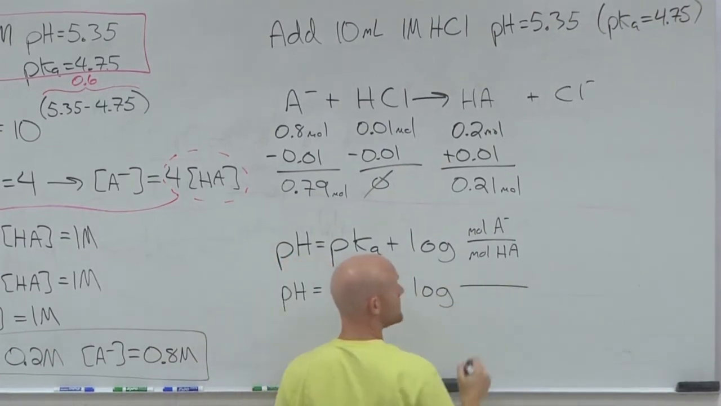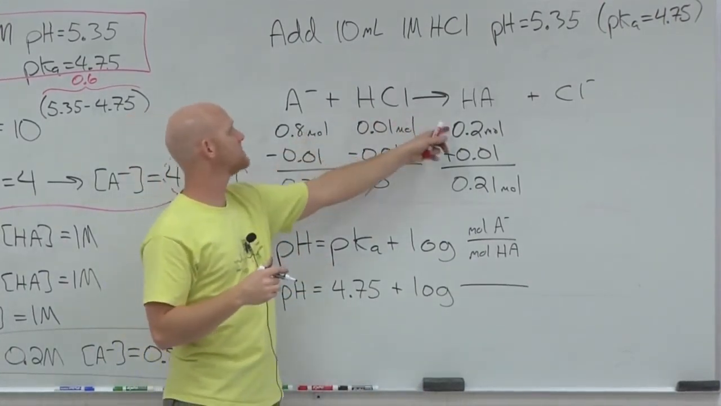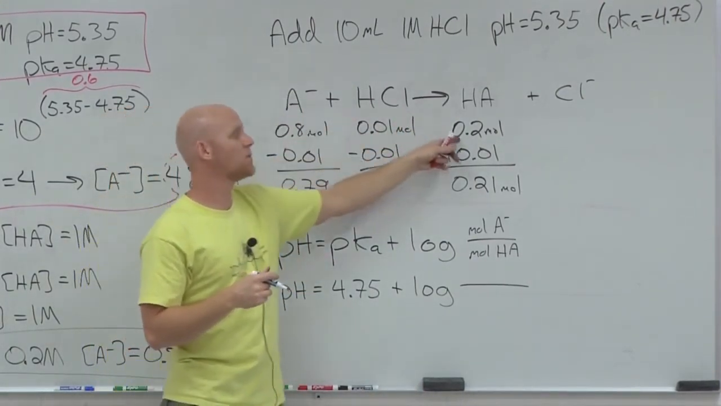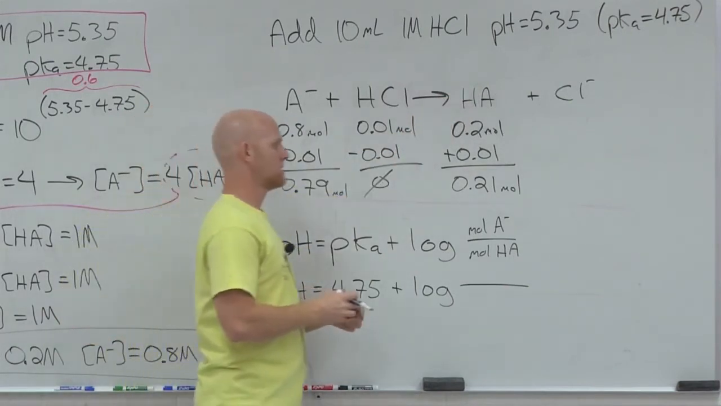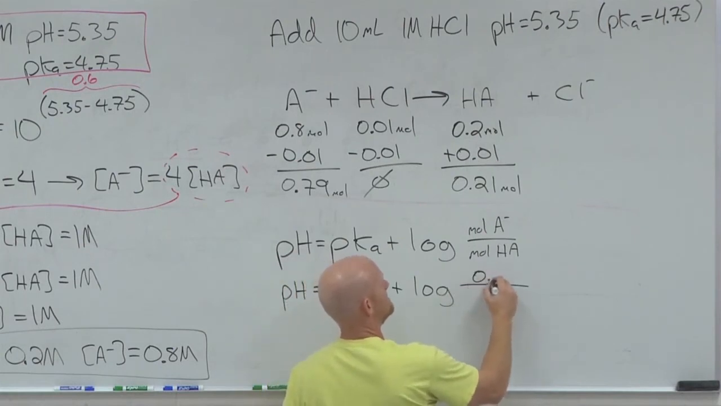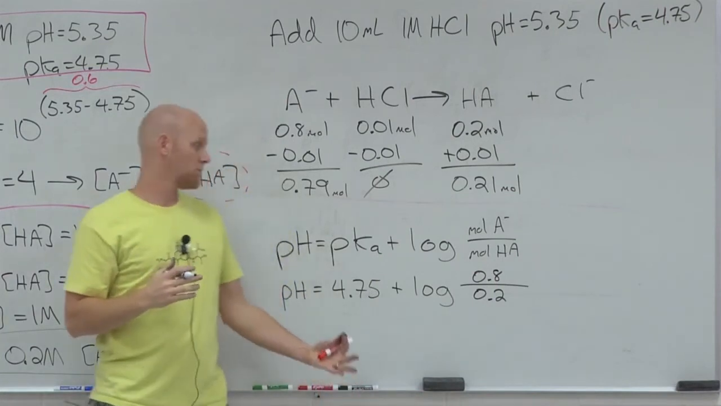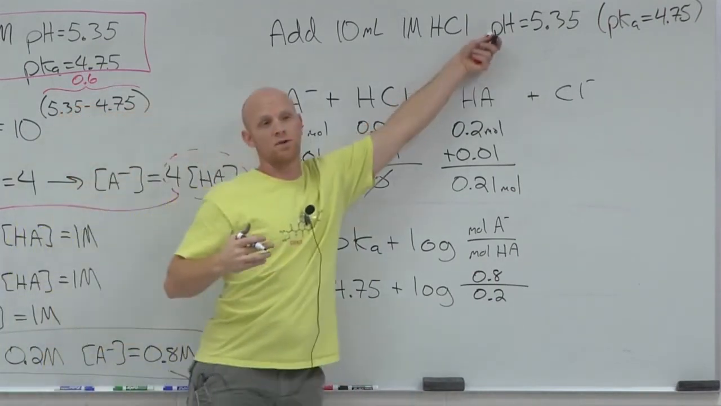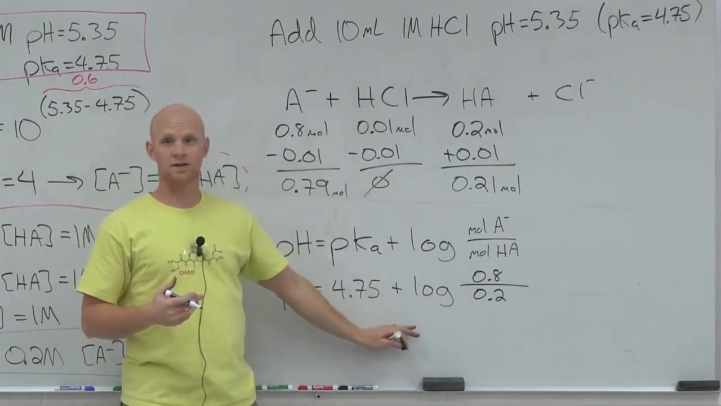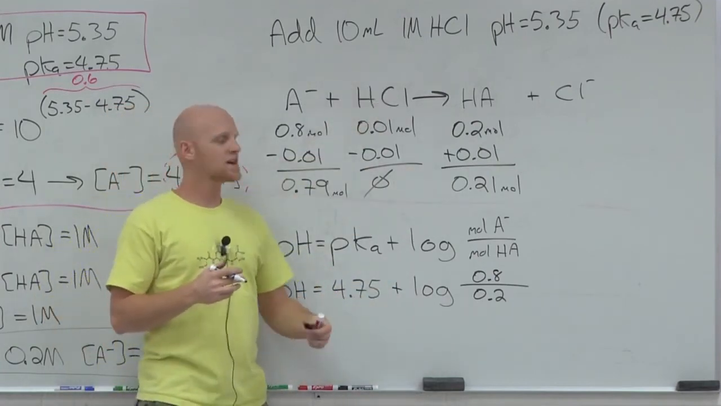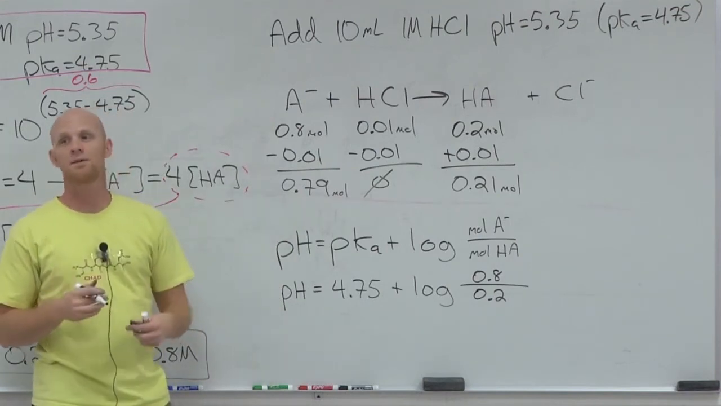And so in this case, if I had been given the original buffer that had 0.8 moles of A minus and 0.2 moles of HA, how would I have found the pH of the original buffer? Well, I could have just plugged in 0.8 and 0.2 and be done with it, right? And that pH would have come out to 5.35. So if you're asked to find the pH of a buffer, you can pretty quickly find it. That wasn't the question we asked, but I just want to show you the quick way of doing these kinds of calculations of buffer pH changes.